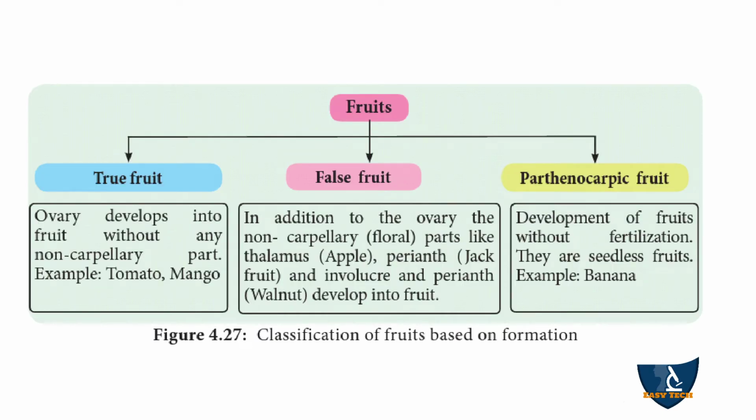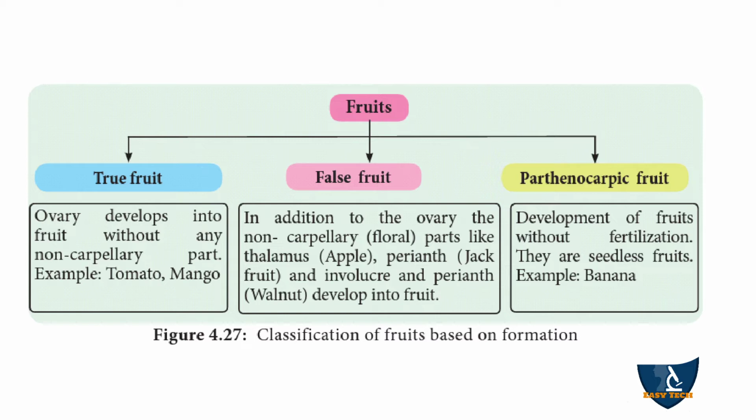Fruits are classified into true fruits, false fruits and parthenocarpic fruits. True fruits means the fruit which is developed from the ovary. Only the ovary develops into a fruit. Such fruits are called true fruits. Example, tomato and mango.